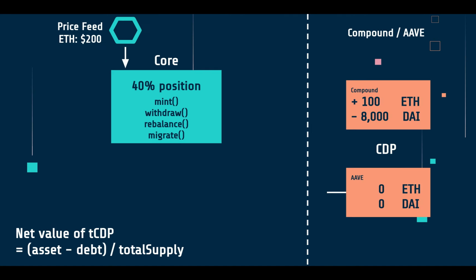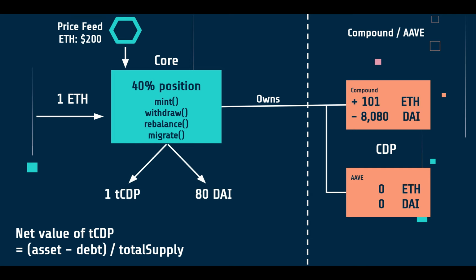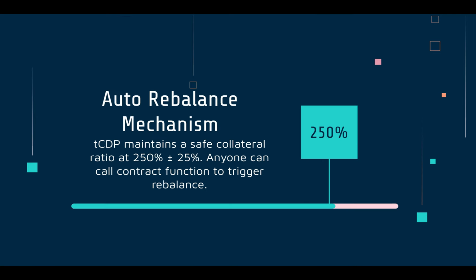Here's how it works. For example, if a user enters 1 ETH to the system, it will be deposited to either Compound or Aave, depending on who has a better funding rate. Then the system draws some DAI out, depending on the value of the ETH. Eventually, the user will receive 80 DAI and 1 tCDP, which represents partial ownership of the position.